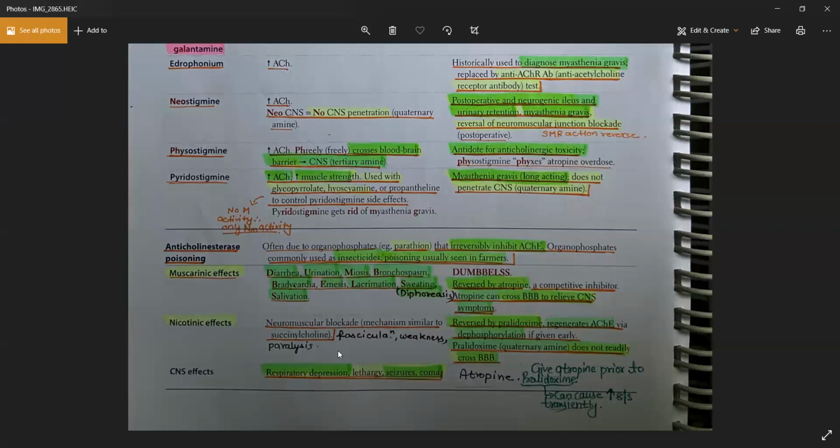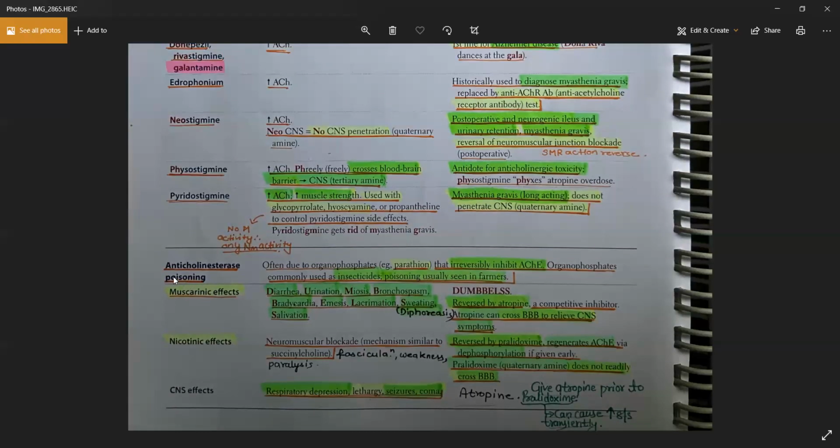So you will get paralysis. If paralysis of the respiratory muscles occurs, the patient can even die. And the CNS symptoms, you will get respiratory depression, lethargy, seizures, and coma. So the important drugs that you must remember for acetylcholinesterase poisoning are parathion or malathion.